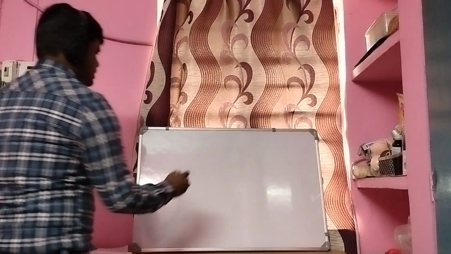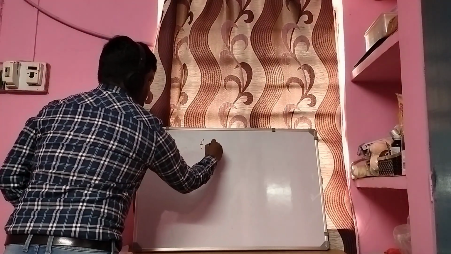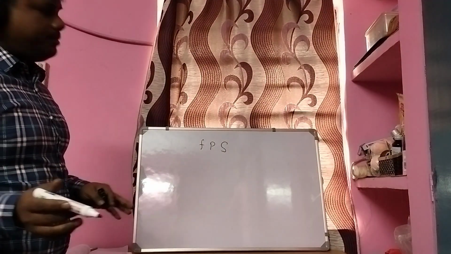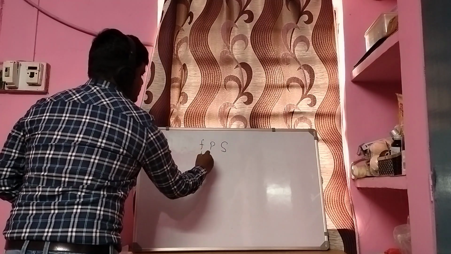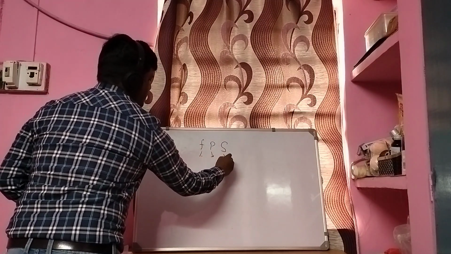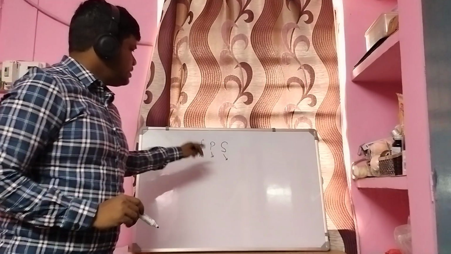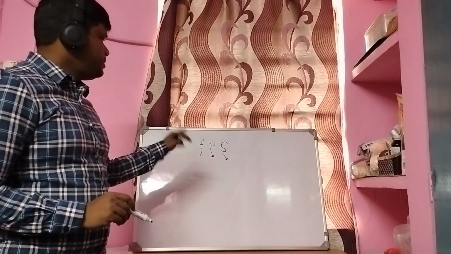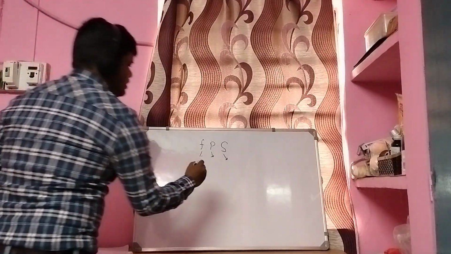First of all, I think I should make you learn that there are several systems in which units are measured. Three important systems are FPS. This is the British system. It is measured in terms of foot, pound, second. Distance is measured in terms of foot, weight in terms of pound, and time is second.